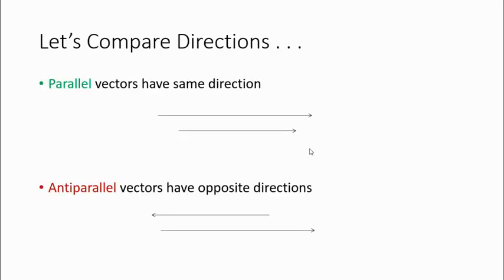So let's look at some of the words we use to compare directions. Parallel means that the vectors have the same direction. You may have heard it said, parallel lines never meet, and that's true. No matter how you extend those lines, they never meet because the distance between them is constant. They never get closer together, they never get further apart.